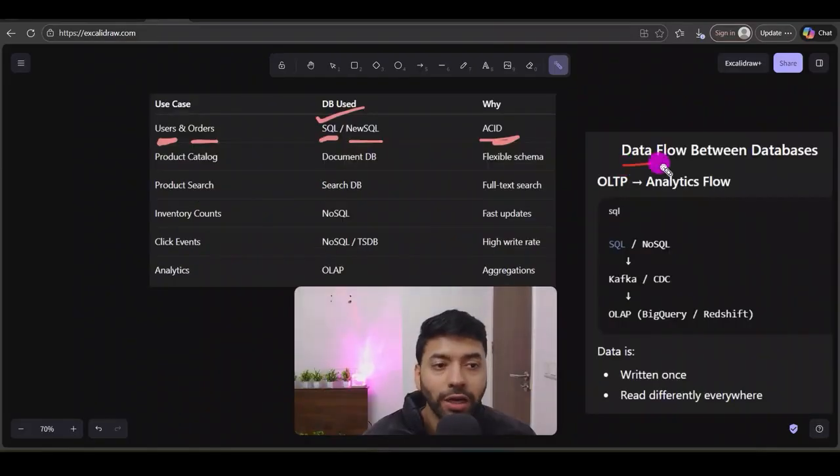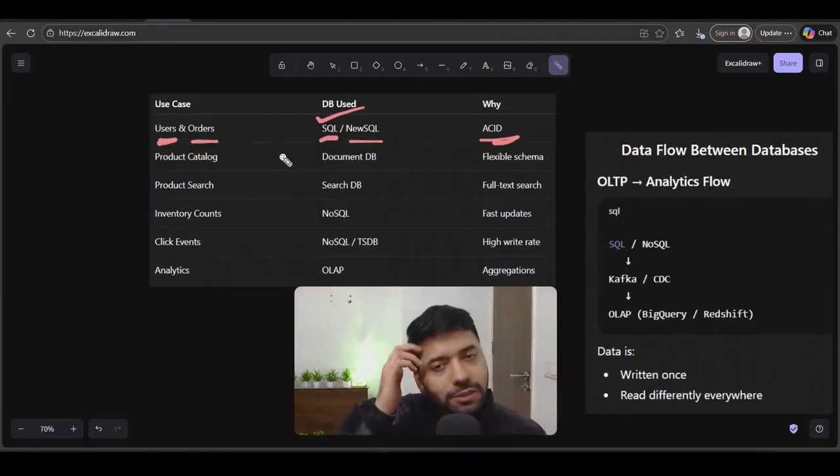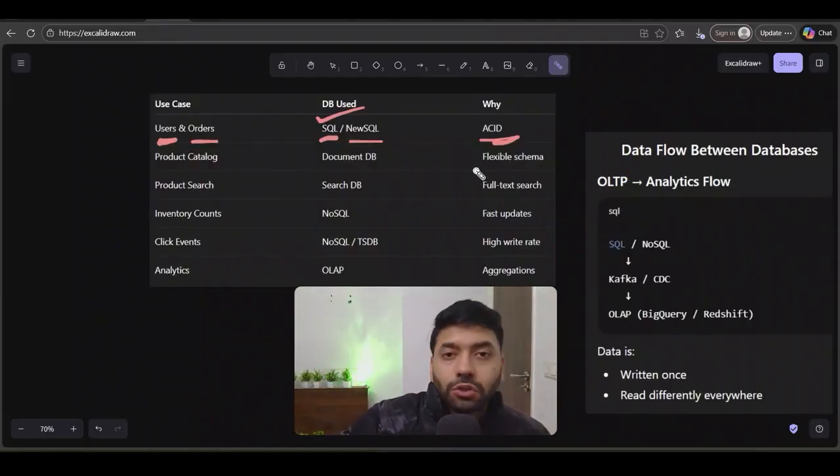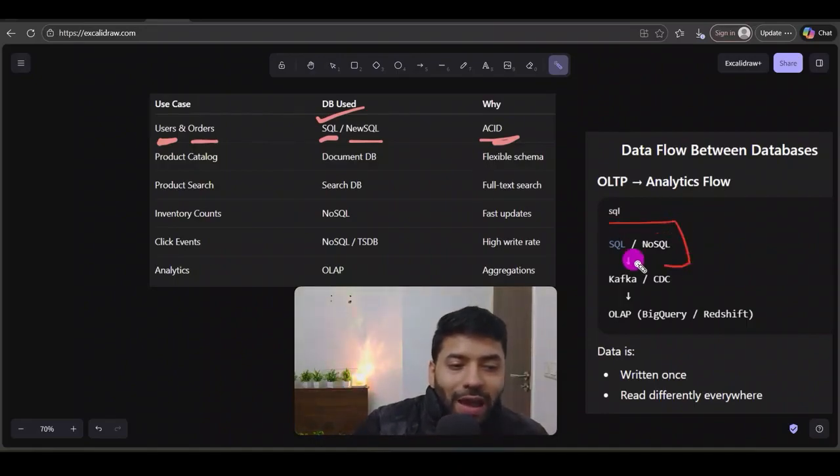Okay, now let's see how data flows between databases, because we have said that we can use multiple databases in the same system. So we also need to know how data flows. Basically SQL or NoSQL act as your primary database, because these are used for running your system and taking care of the transactions. Once you have the data in SQL or NoSQL, which is your OLTP handling all your transactions, the events or topics are then present in Kafka, or you can say CDC.